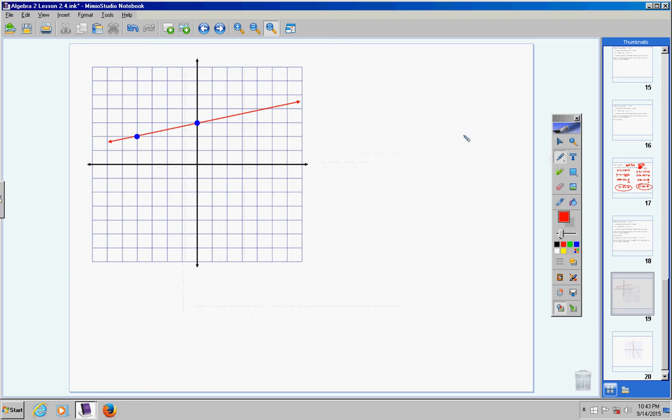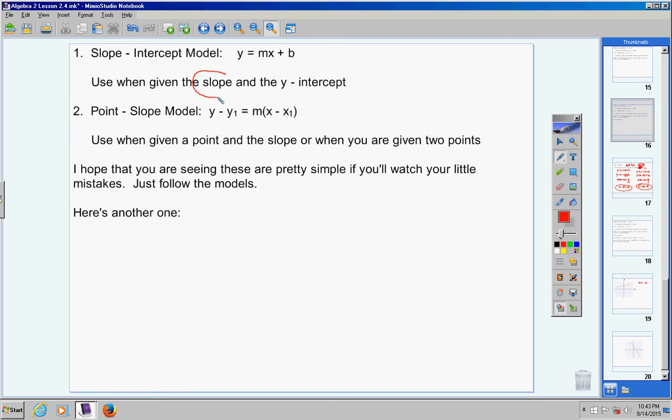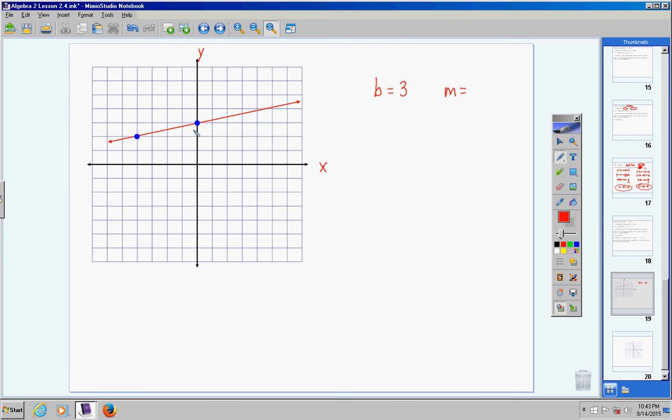The first thing you want to know is which model to use. Well, there's a huge hint, guys. You know the y-intercept. Remember, this is your y-axis, this is your x-axis. Do you know where the line crosses the y-axis? Yes, right here. Positive 3. Well, if I know what the y-intercept is, then I know what b is. If I can find the slope real quick, then I'm home free. Remember, if I find the slope and the y-intercept, I can use my easy formula. Anytime you know the y-intercept, try to use that, okay?